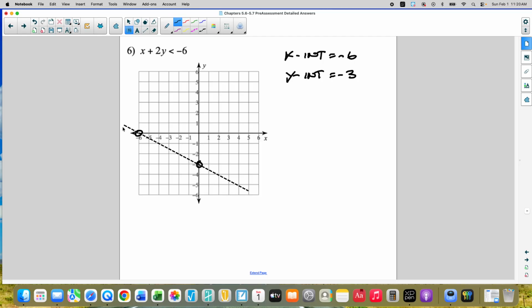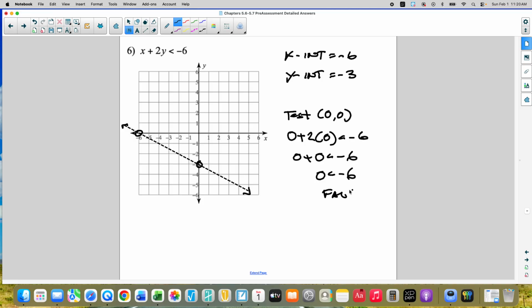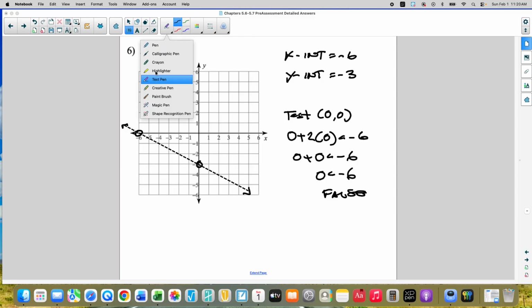That looks good. Arrows, testing. 0, 0: is 0 plus 2 times 0 less than -6? 0 plus 0 is 0, less than -6? No, that's false. 0 is definitely not less than -6, so this point is false. So all these points are false, so this must be the true side.